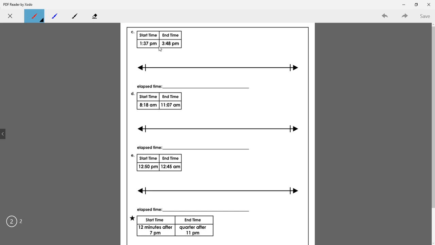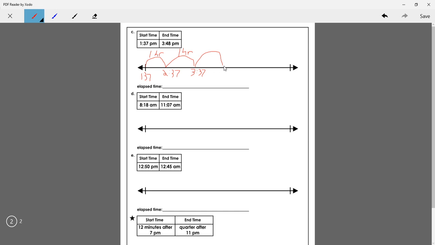So we have 1:37 p.m. to 3:48 p.m. So let's start with 1:37, and I like to just hop hours until you can't hop hours anymore. So 1 hour, which would end up being 2:37, and then another hour, which is 3:37, and now we just have to figure out how many minutes, right?